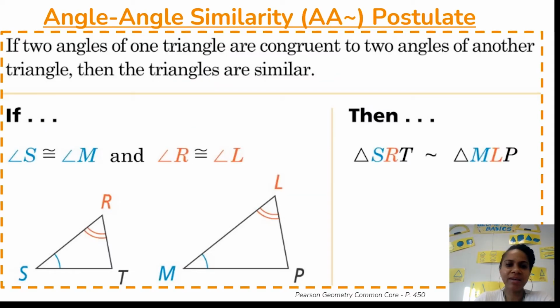So let's take a look at angle-angle similarity. That's basically if two angles of one triangle are congruent to two angles of another triangle, then the triangles are similar. As an example, if S and M are congruent, so let's say both S and M are 45 degrees, and R and L are both 55 degrees, then we can conclude that the two triangles are similar using the angle-angle similarity postulate.